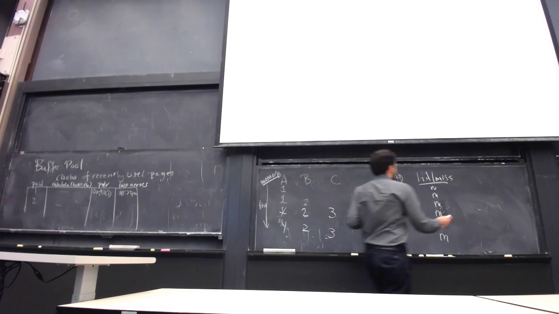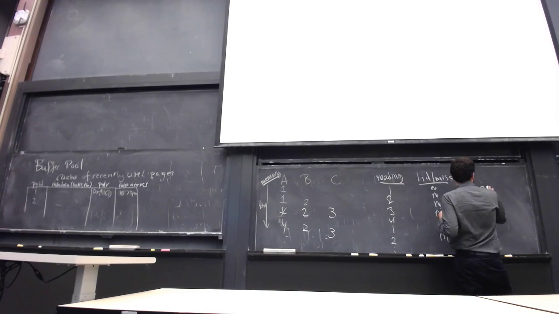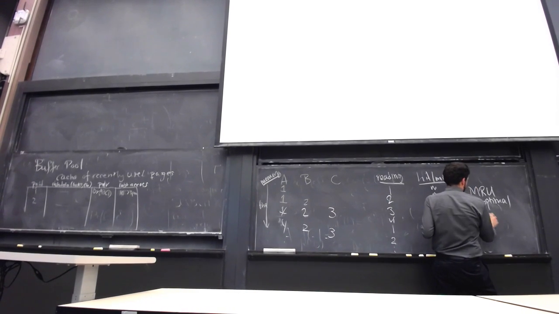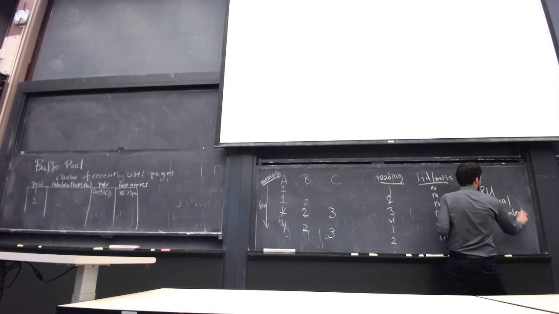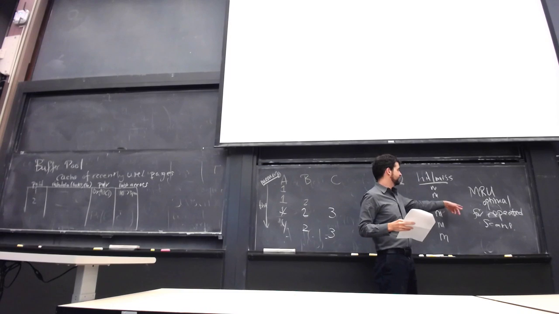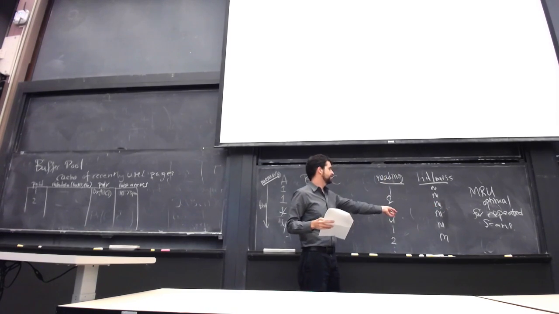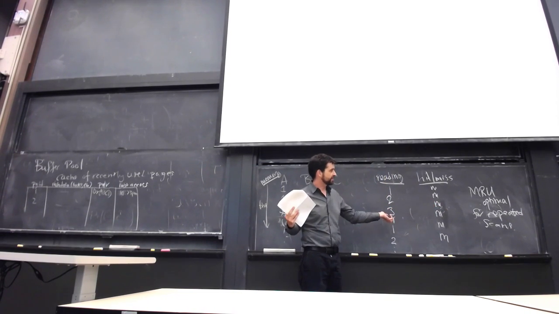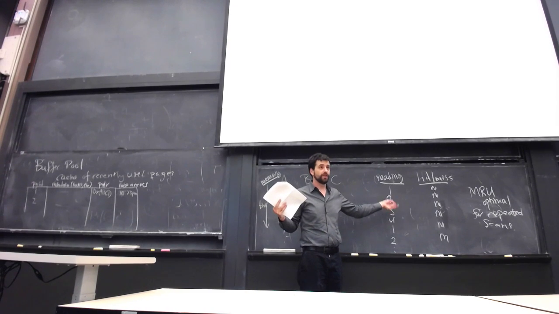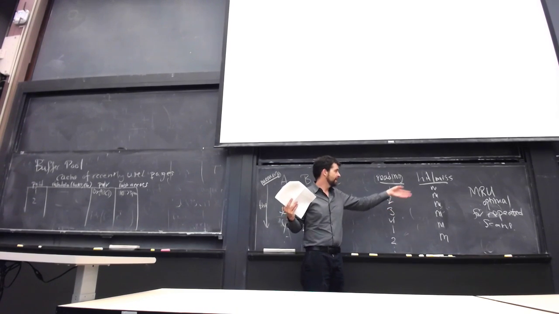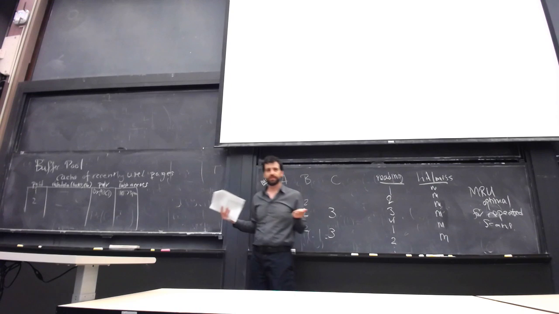Let me just say, in this case, MRU is optimal for repeated scans. It's actually the optimal policy for repeated scans, because if you think about the case where it does fit in memory, it doesn't matter actually. MRU works just as well as LRU when the whole relation fits in memory. And when it doesn't fit in memory, MRU is the best thing to do.